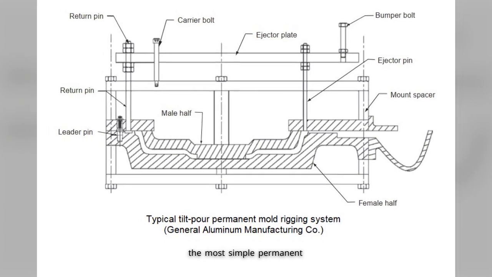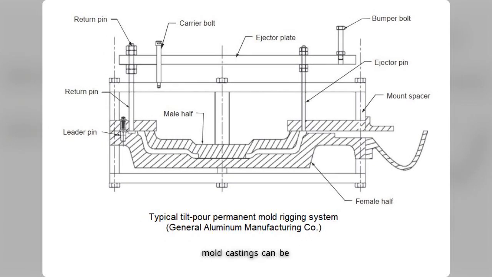Only the most simple permanent mold castings can be ejected from the mold with no mechanical help. Most castings are ejected by well-distributed ejector pins or are confined in one mold half during opening of the mold and then ejected by the withdrawal of the retaining core or cores. It is important that the casting remain in the correct mold half until ready for ejection. This figure illustrates a typical tilt pour permanent mold rigging system.